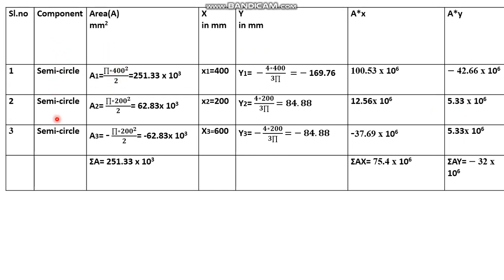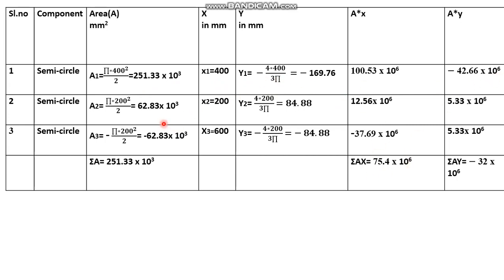So for area, all our components are semicircles. A1 is positive, A2 is positive, A3 is negative. If you calculate, this will get cancelled and you will get the area as this one. And the x distances are x1 positive 400, x2 200, x3 600, so all are positive. And y1 for the bigger semicircle you will have minus. For the second semicircle you will have positive, and for the third semicircle you have negative. So substitute this and multiply A into x, Ax, and similarly A into y, you will have Ay.